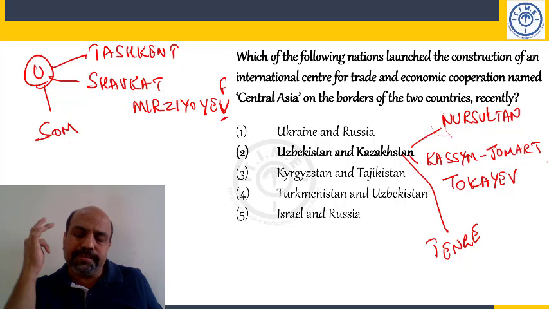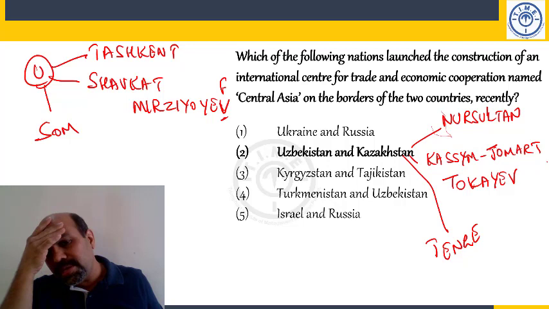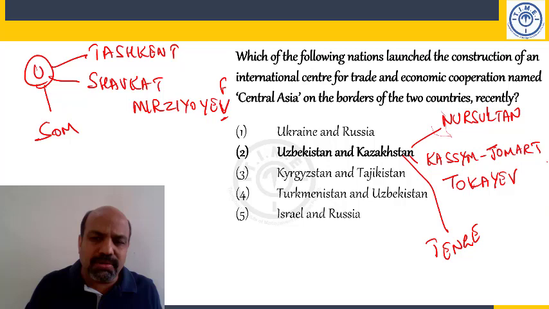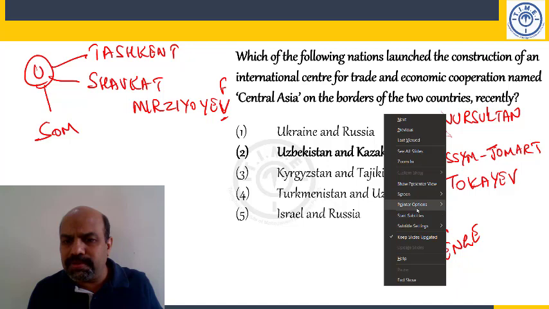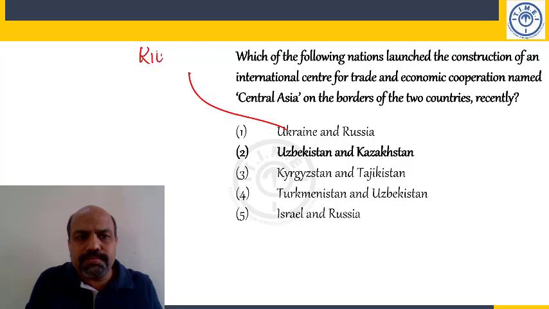Should we learn about the rest? Maybe Turkmenistan. All these questions, all these things we have discussed in the past. But let's repeat once more. Ukraine, you could write this. Let me clear this first. Ukraine, Kiev, that's the capital.